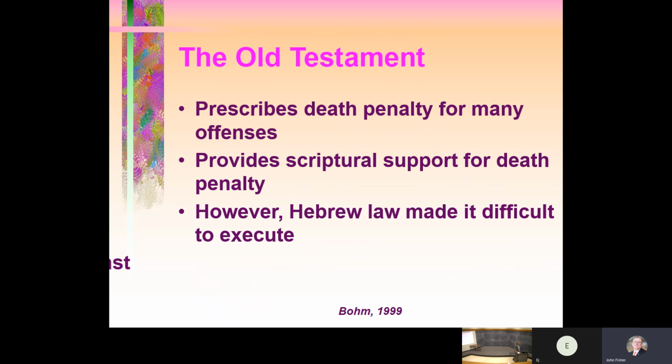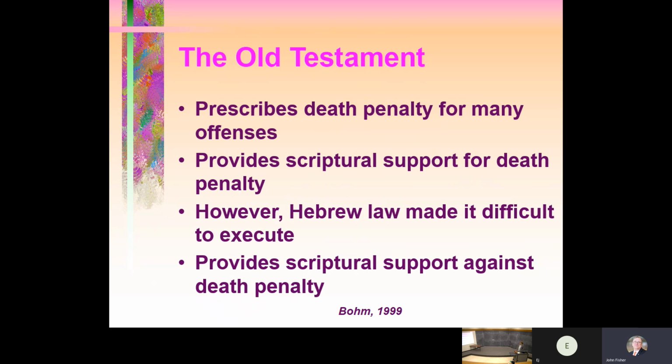So, the Old Testament, also known as Torah. It's the first 5 books of your Christian Bible: Genesis, Exodus, Numbers, Leviticus, and Deuteronomy. These books prescribe the death penalty for many offenses, and it provides scriptural support for the death penalty. However, Hebrew law made it difficult to execute. And it also provides rules and scriptures to not allow the death penalty.